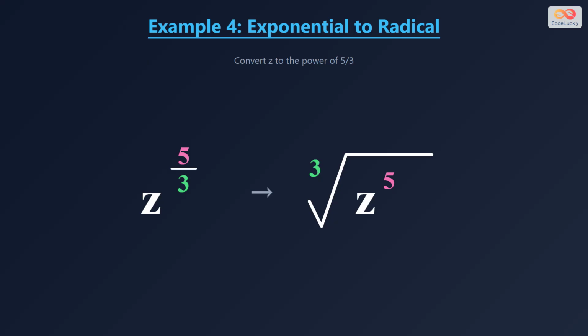Let's try one more. Convert z to the power of 5/3. The base is z. The denominator 3 becomes the index of the radical. The numerator 5 becomes the exponent inside. This gives us the cube root of z to the 5th power.